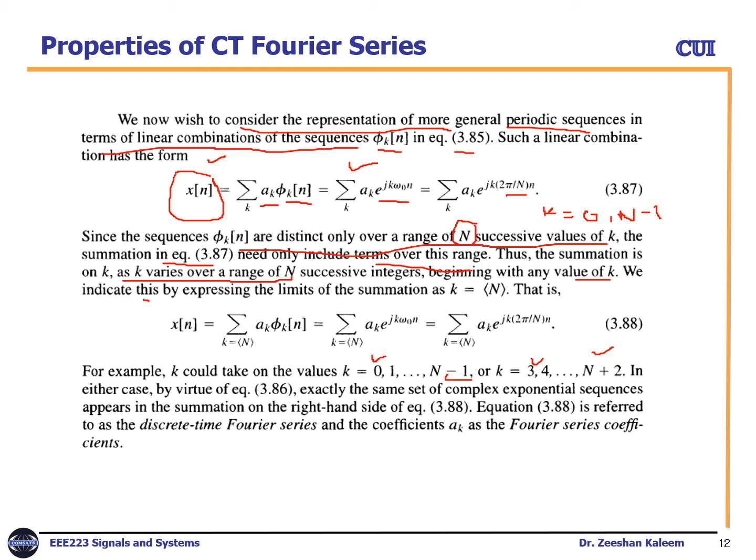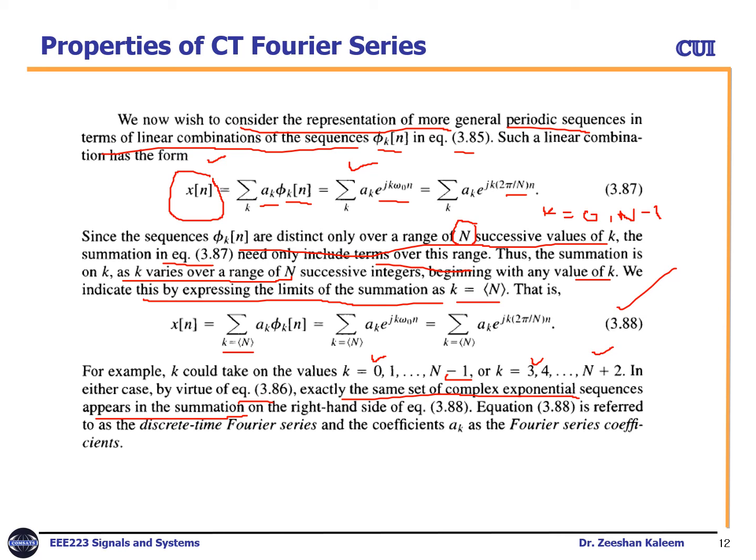We indicate this by expressing the limits of summation as k equals <N>. So what does it mean? It means that instead of saying infinity, we can say that k ranges over N values, and the starting point can be any. So we just write it in this way. For example, k could be any values from 0 to N minus 1, or k can be from 3 to N plus 1. In either case, by virtue of the equation we already discussed, exactly the same set of complex exponential sequences appears in the summation on the right hand side of this equation.